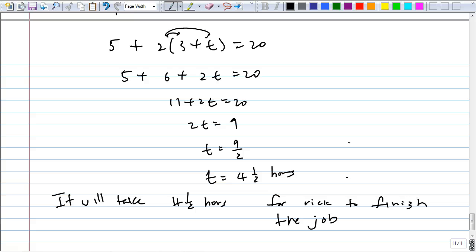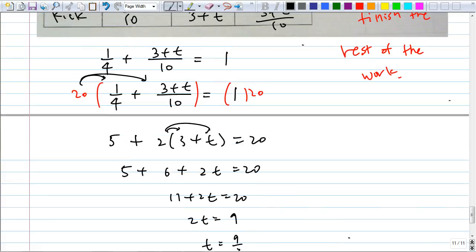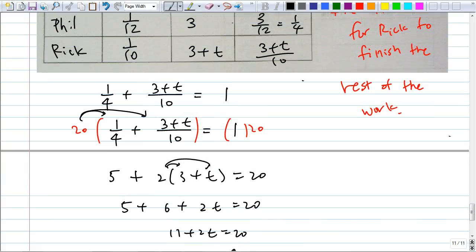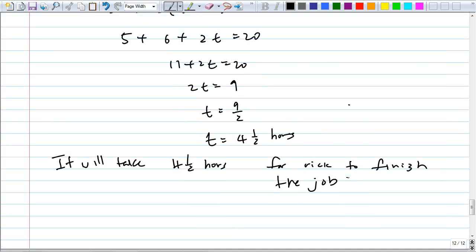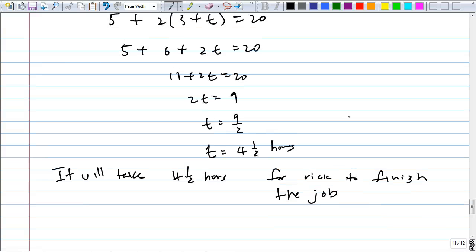Now, does this mean that Rick only did 4.5 hours, or do you have to add 3 hours to this? How long did Rick really do his work? Yeah, 7.5 hours, isn't that right? Because you gotta add 3 hours to this. So this is only the time when the job that he did by himself after Phil left. Is that okay? Good. So in this case, they're only asking, after Phil left, how long did he work? Which is 4.5 hours.